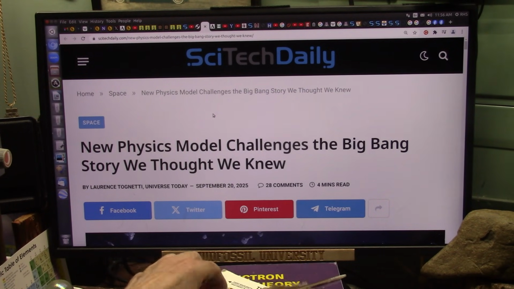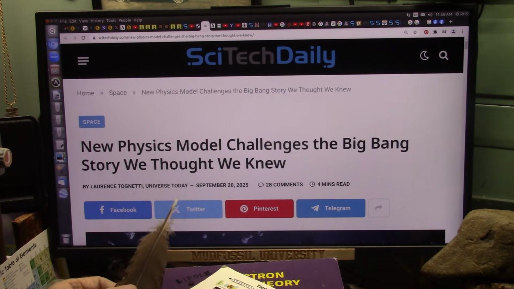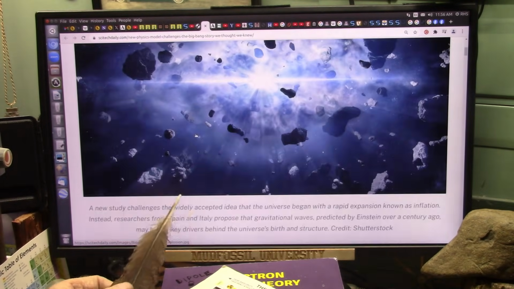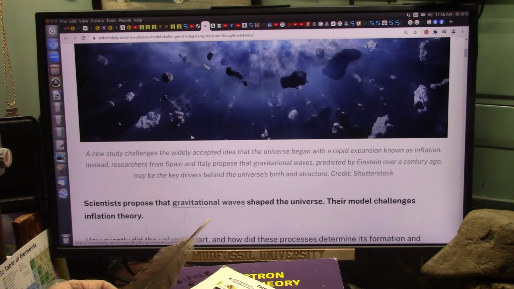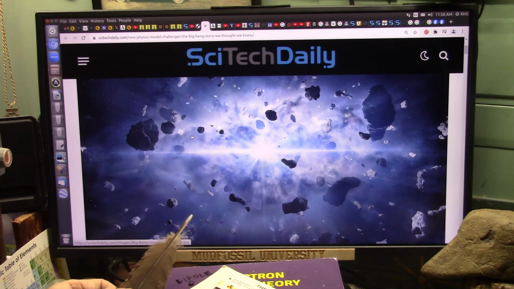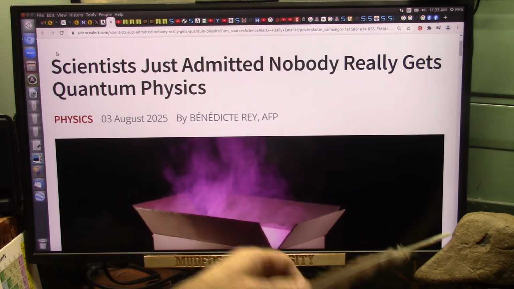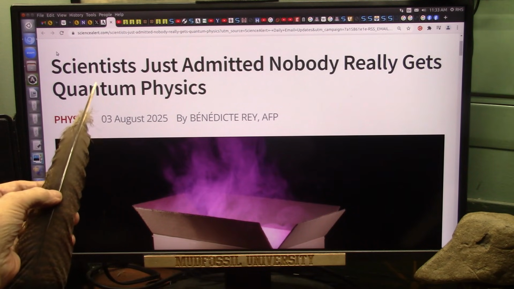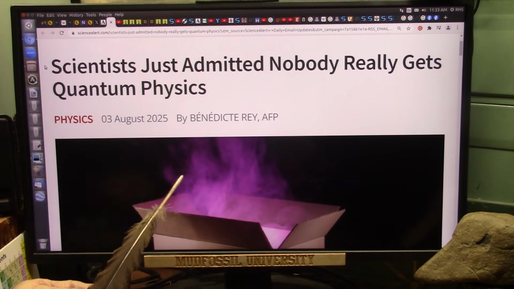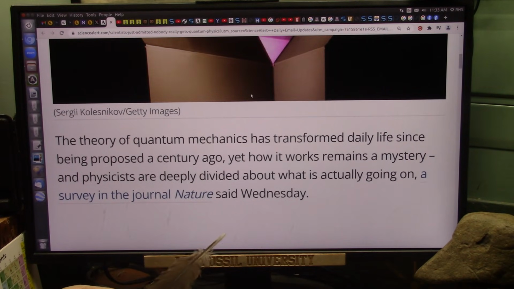And they realize that the new physics, it challenges the Big Bang, the story we thought we knew. No, the story we thought we knew is not even close to the real story. And I have evidence to talk about that will explain. See, this isn't long ago. They know they don't get it. They don't understand quantum physics. They admit it. Nobody gets it. And they won't respond to people that do get it. And I do get it.